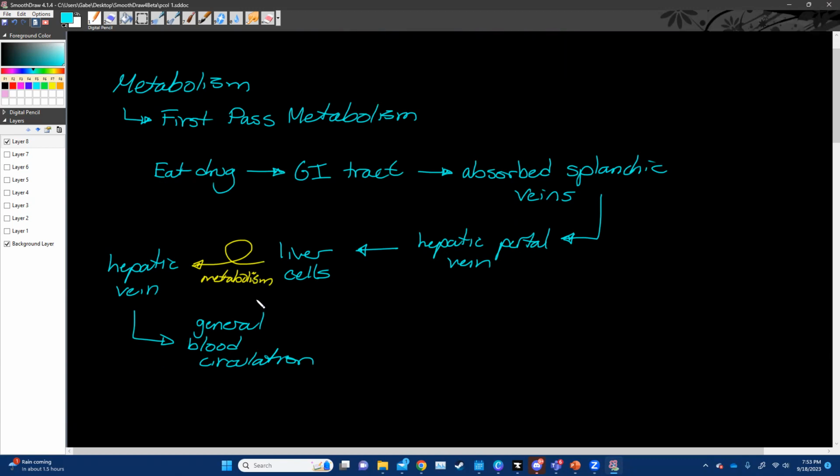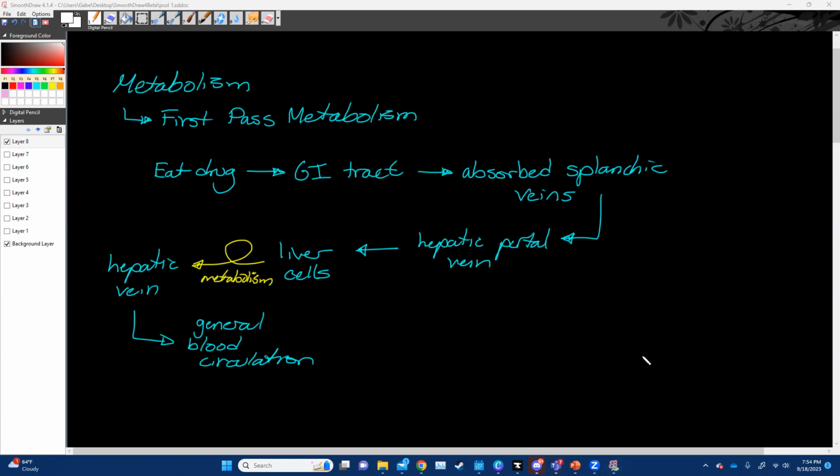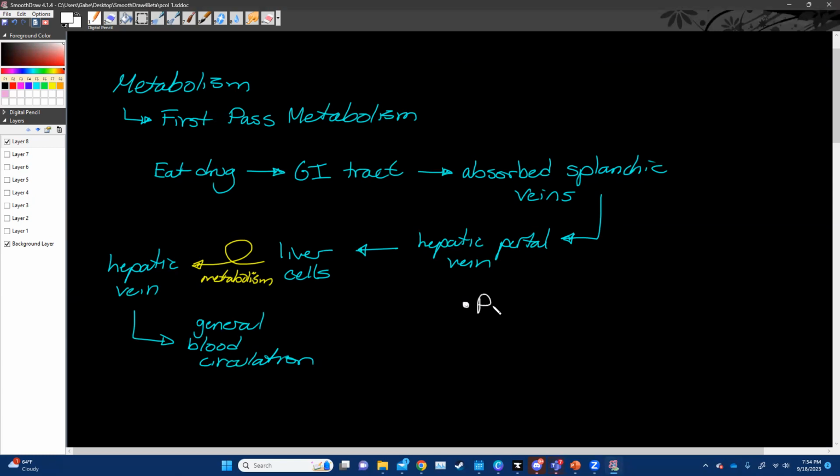Some drugs are, how can I say this? Not all drugs are treated the same during first pass metabolism. Some drugs are highly metabolized, while other drugs have very minimal first pass metabolism. In general, what we say is, let me explain it this way, first pass metabolism dictates bioavailability.